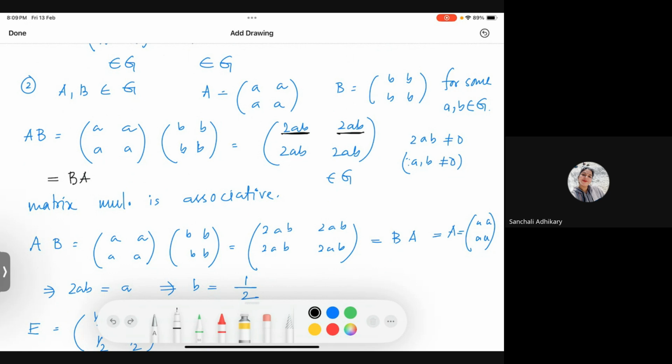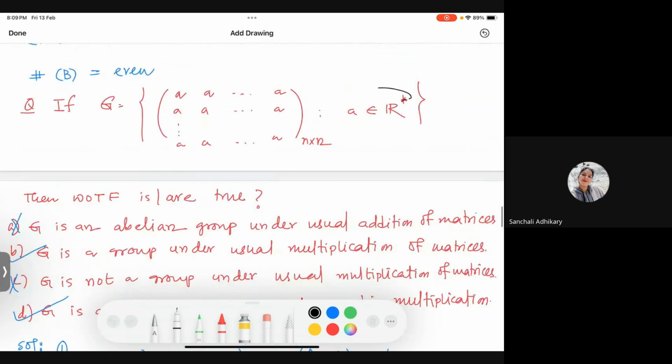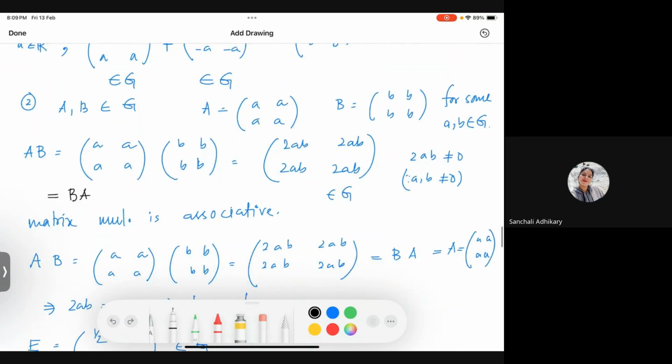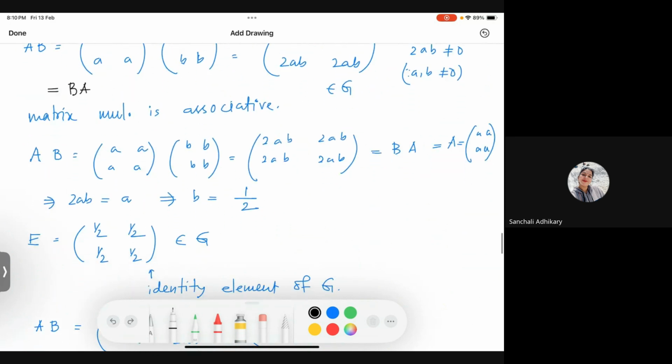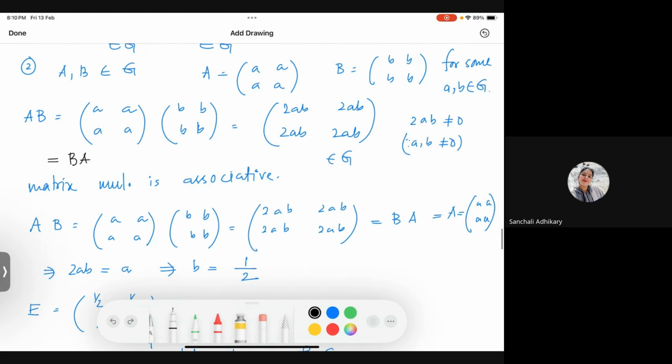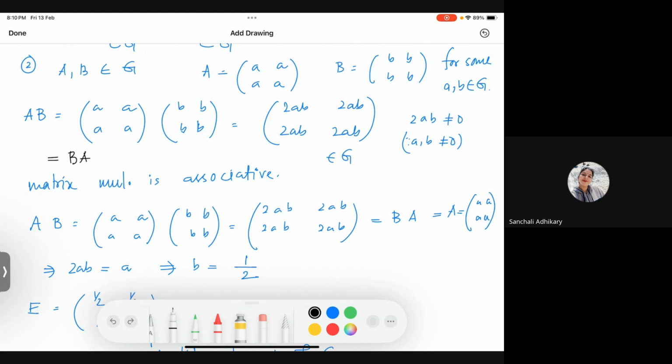All the entries are non-zero, because A and B are non-zero, so 2AB is also not equal to 0. In this question, A belongs to R star. This is important. So AB belongs to the set G, because I am proving this is a group. Also, AB equals BA here. So first of all, this is closed under matrix multiplication.